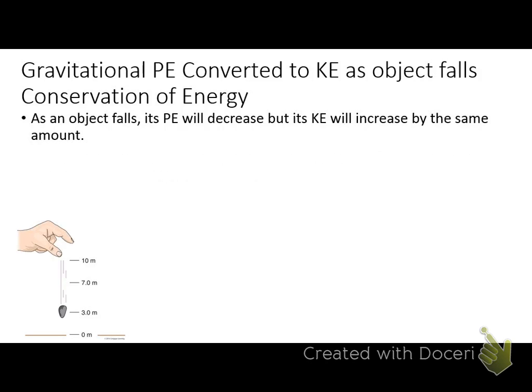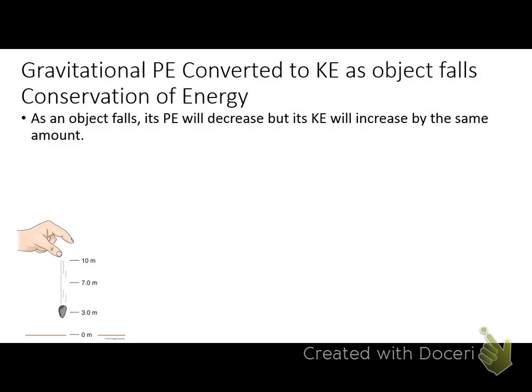I said that within our universe, energy can be converted back and forth between potential and kinetic, and it can be converted between different forms, but it's always conserved, within the same system too. For instance, see this person dropped the rock from 10 meters, and it's going to fall to the ground. Notice as it was hovering, it had all potential energy and no movement, no kinetic energy.